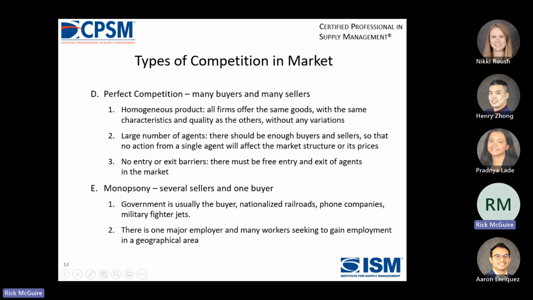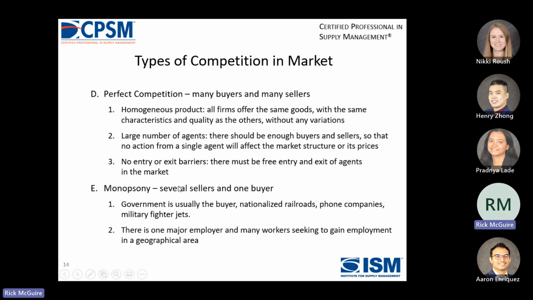Then there's perfect competition. It's a homogeneous product. All firms offer the same good with the same characteristics and quality as others. This is the commodity markets. So a bushel of corn is a grade of corn, and it's all the same for everybody that's offering that grade of corn. Large number of agents, so that nobody can really corner the market. There's too many buyers and sellers, and no entry or exit barriers. That's perfect competition.